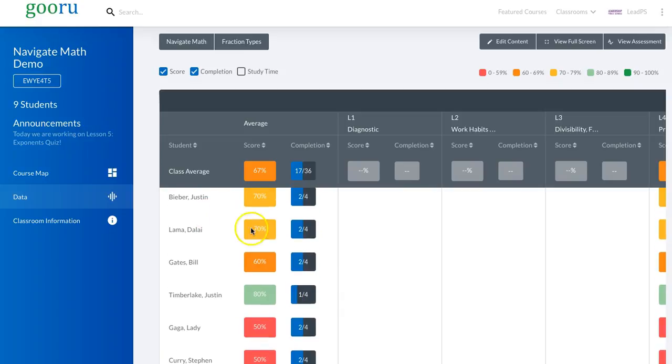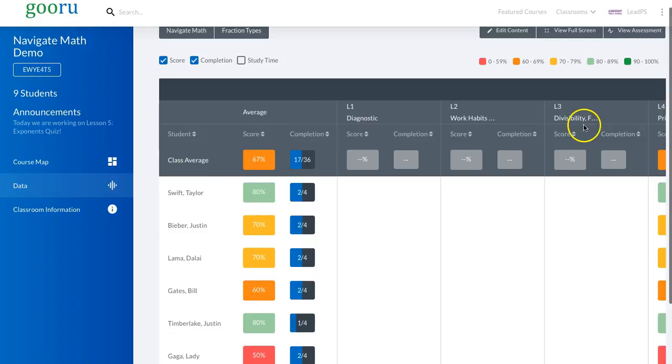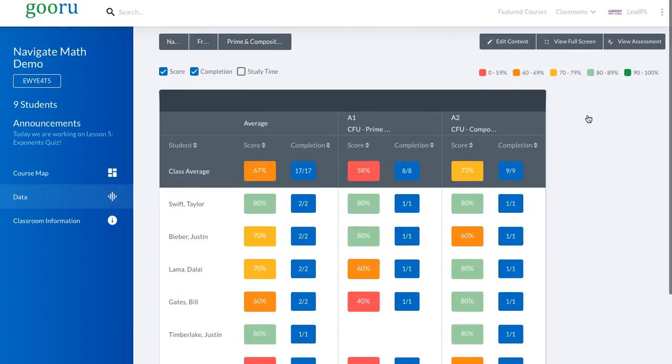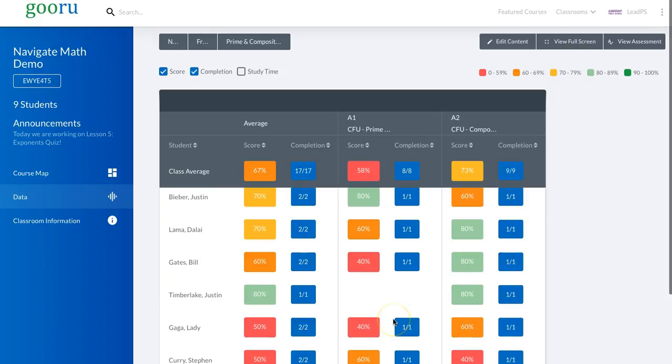Perhaps Taylor Swift needs to support Lady Gaga or Steph Curry with respect to this lesson. I can drill down further and create a couple of those pairs, noticing, for example, that Taylor Swift has done quite well on prime and composite numbers, where Lady Gaga may need a little help.